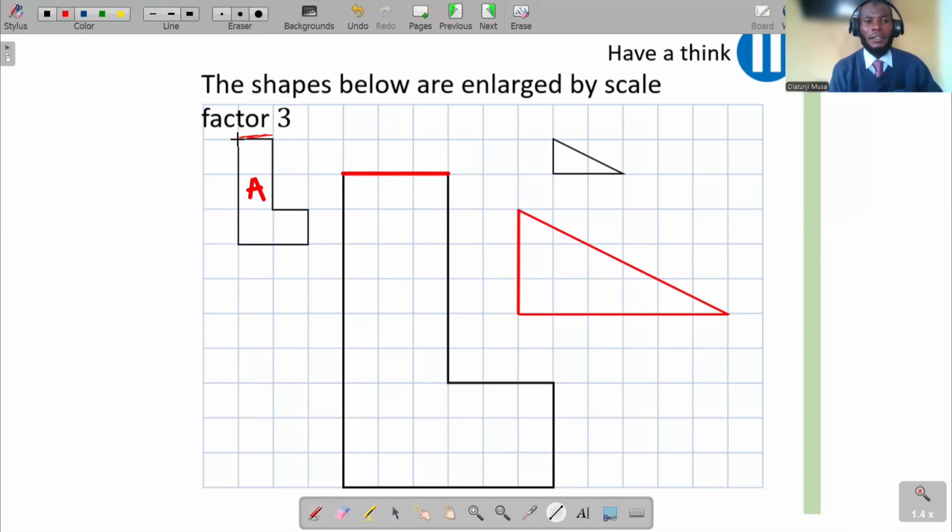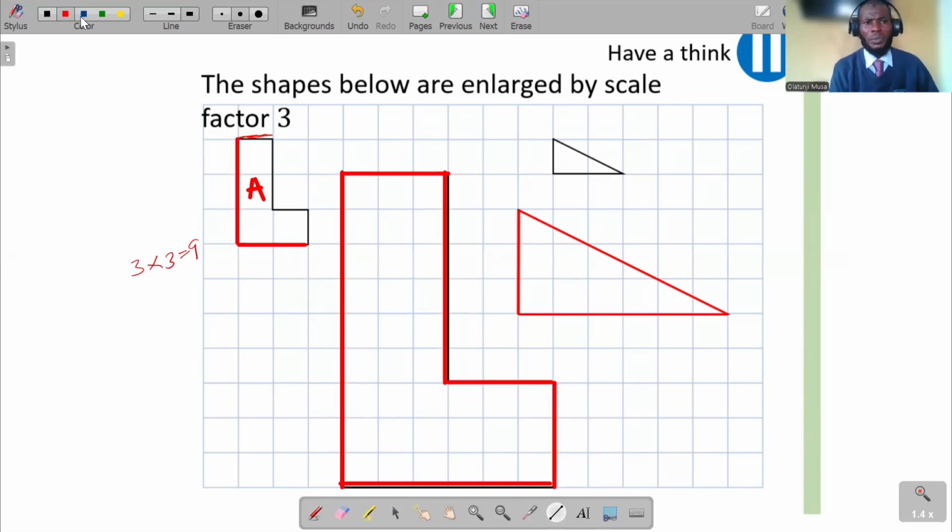Here initially it was 3 square units. So enlarged by scale factor 3 becomes 3 multiplied by 3, which equals 9. That is how we got this to be 9 square units. The same thing with this one: 2 square units enlarged by scale factor 3 makes it 2 multiplied by 3, which gives us 6. That is how we got this enlarged shape.